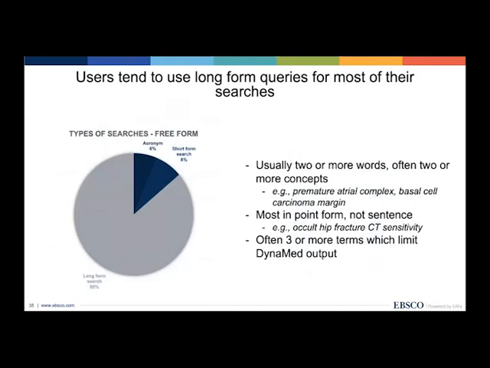This gives a pie chart showing how users tend to use long form queries for most of their searches, which usually have two or more words, often two or more concepts. You can see examples there. They're mostly in point form, not in sentence form. And they often have three or more terms, which really limits the Dynamed output.